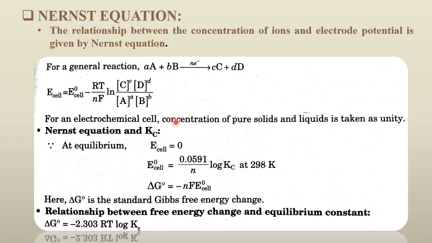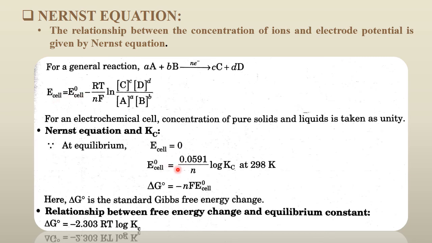Now for an electrochemical cell, the concentration of pure solids and liquids is taken as unity. But again, as I have told you, it is not always unity. If the value of concentration is given, we need to take those concentration values. Now at equilibrium, what is equilibrium? Equilibrium means where the rate of forward reaction is equal to the rate of reverse reaction, where the cell potential becomes 0, that is E cell is equal to 0. Now when E cell is equal to 0, we are going to substitute this value in the given equation. So what equation will we have?